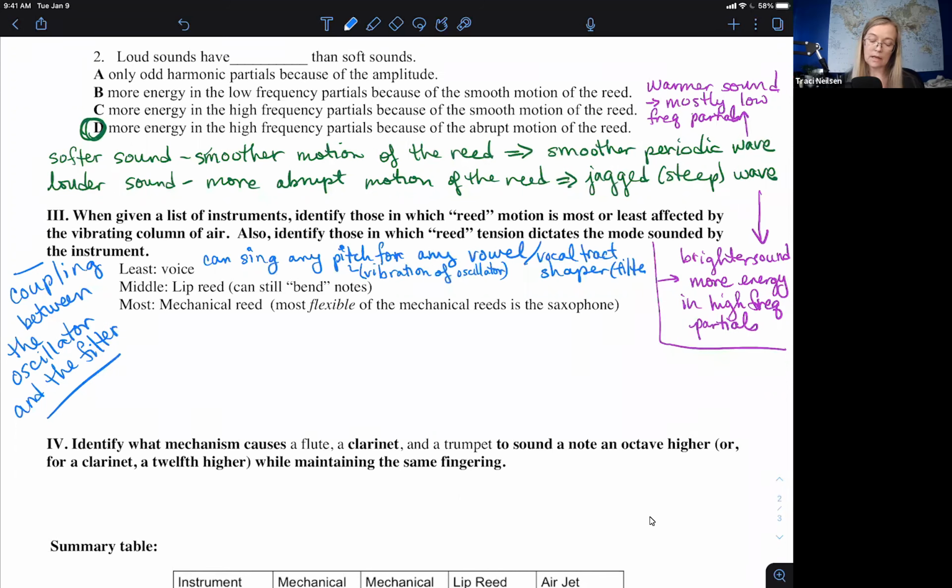okay, so lip reeds and saxophones can bend the notes a bit, but most of the mechanical reeds have very strong coupling. And by coupling, another word for coupling would be influence.